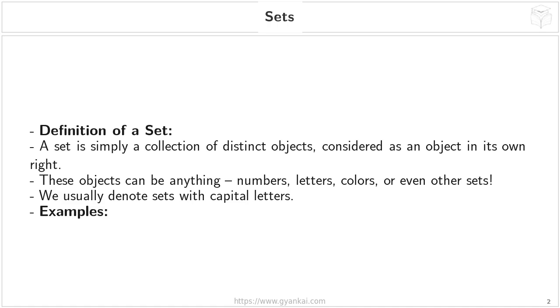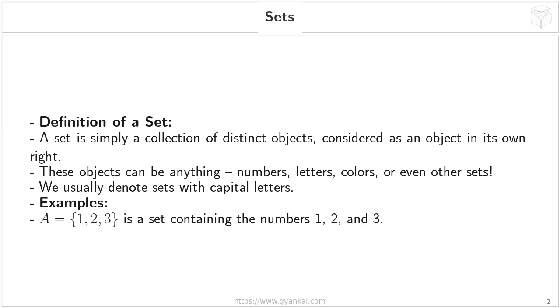Let's look at some examples. Here we have A equals the set containing 1, 2, and 3. So, A is our set, and inside it we have those three numbers. We write it like this: the capital letter A, then an equals sign, then curly braces, those are like little brackets, and then we list the elements inside, separated by commas. So 1, 2, 3, and then we close the curly braces.